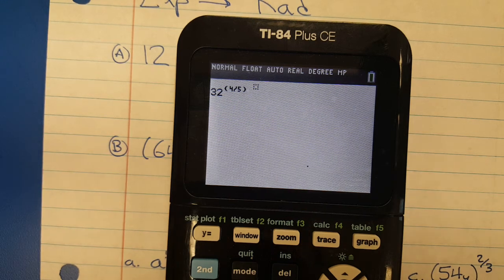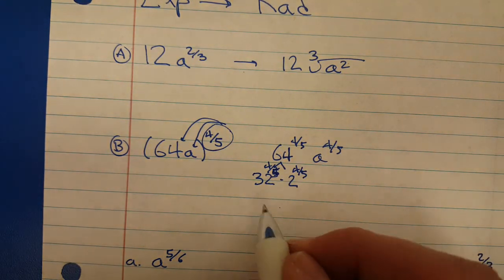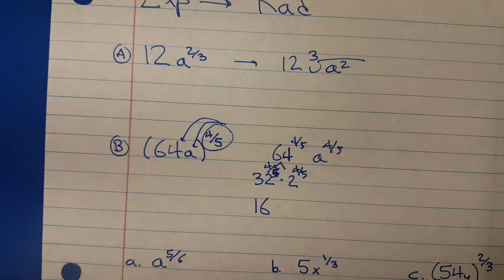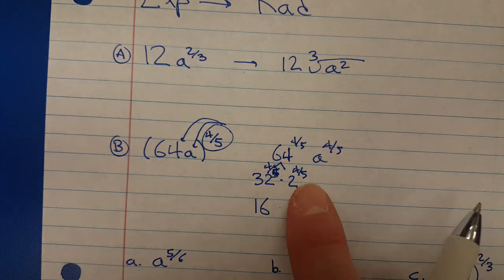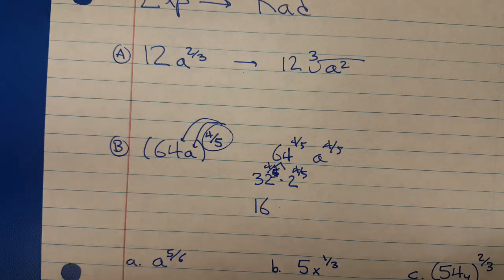Let's see here. I need to get rid of that extra exponent. Okay. Hey, look at that. It turns to 16. So 32 has a 4/5 root, and that number is 16. 2 does not. And a, you've got no idea what it is. So here's kind of my little trick here, friends.